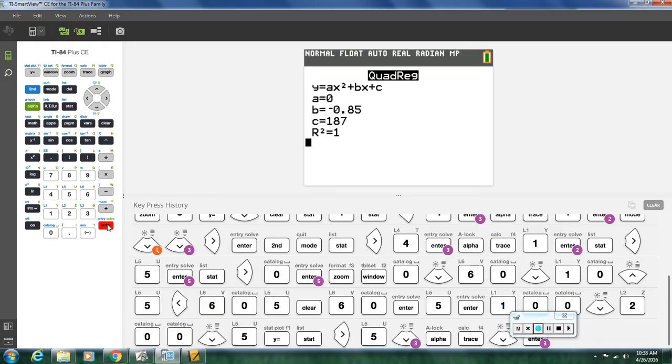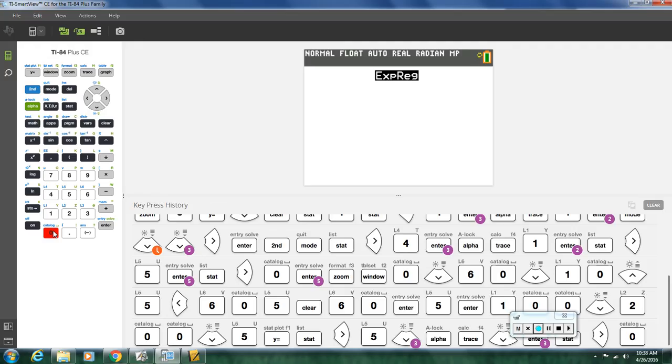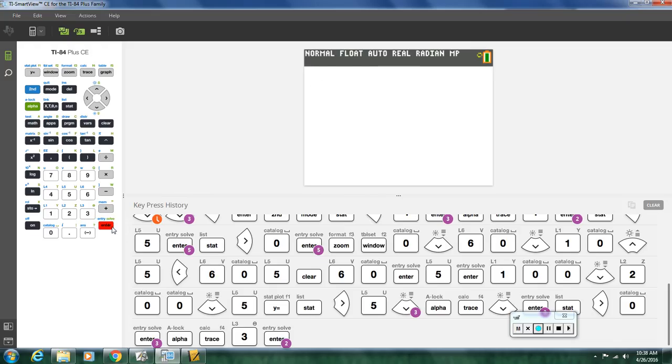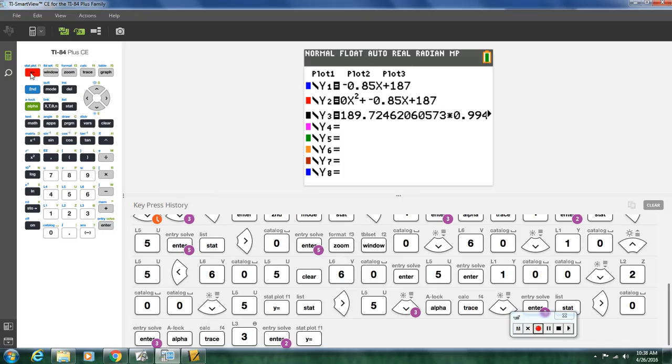Now I'm going to do the same thing, except I'm going to do the exponential. Stat, calculate the exponential, but this time I'm going to store that one in Y3. So I'm going to go alpha, trace, Y3, and calculate. So it should put every one of those in there for us. So if I go to my Y equals, all three of them are in there. I didn't have to type them in there myself.